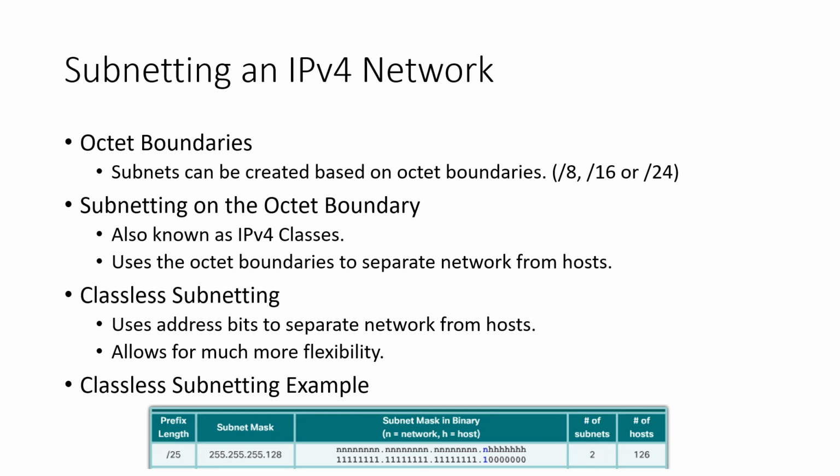Okay, subnetting in an IPv4 network. Octet boundaries: subnets can be created based on octet boundaries, that is 8, 16, or 24. Subnets on the octet boundary, also known as IPv4 classes, use the octet boundary to separate network from hosts. Classless subnetting uses address bits to separate networks from hosts, which allows for much more flexibility. So an example of a classless subnet is here.